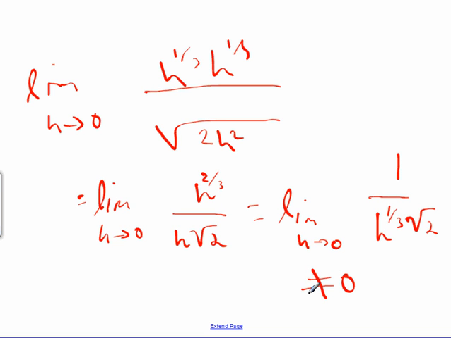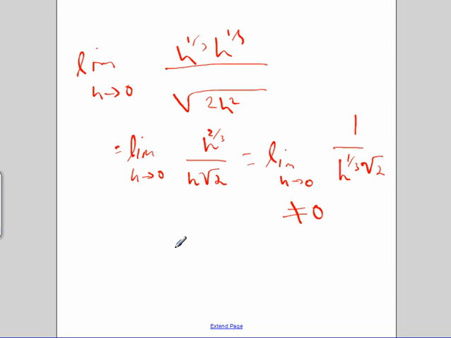So the fact that our relative error does not approach 0 implies, therefore, that our function is not differentiable. It's not differentiable because our linear approximation doesn't do a very good job at all of approximating the real function. Therefore, it's not differentiable.